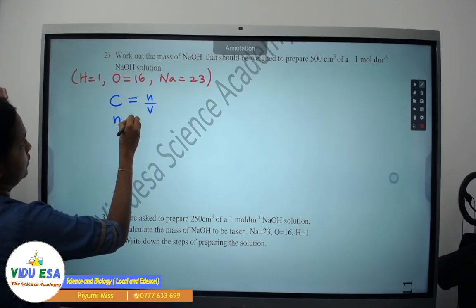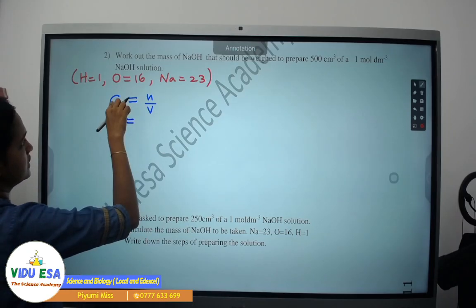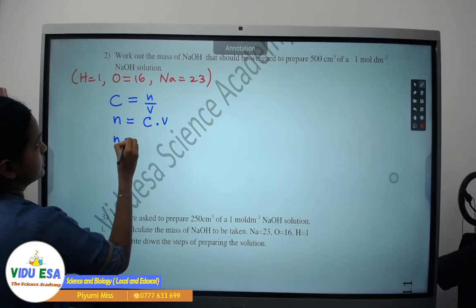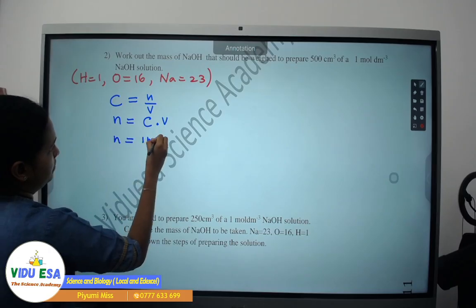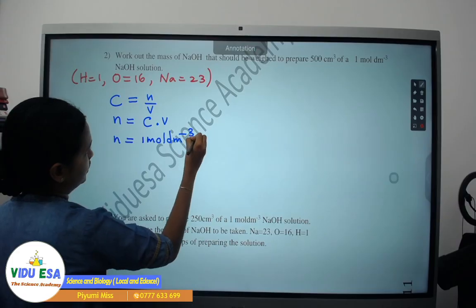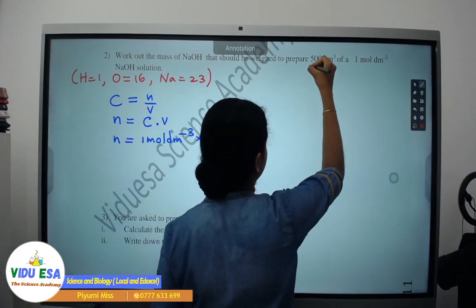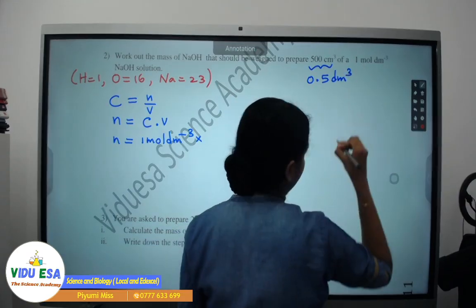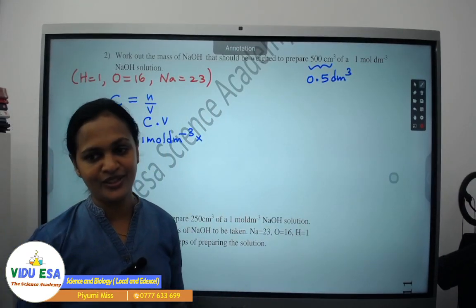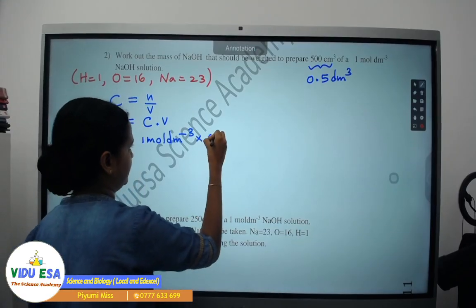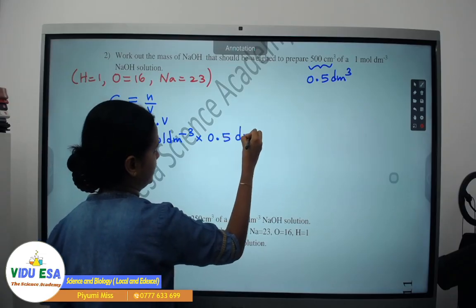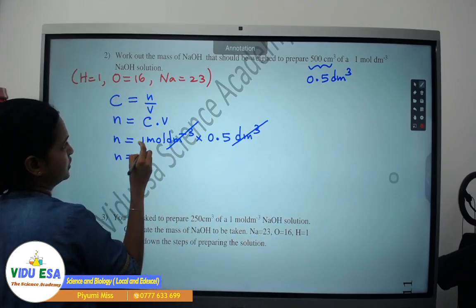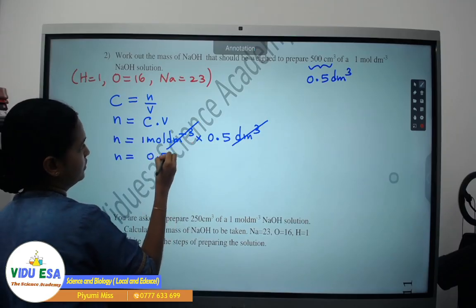Once again you can find the number of moles by using number of moles equals concentration multiplied by the volume. The concentration is 1 mole per cubic decimeter. And 500 cubic centimeters means 0.5 cubic decimeters. That unit conversion understanding is required. Therefore, the number of moles equals 0.5 moles.